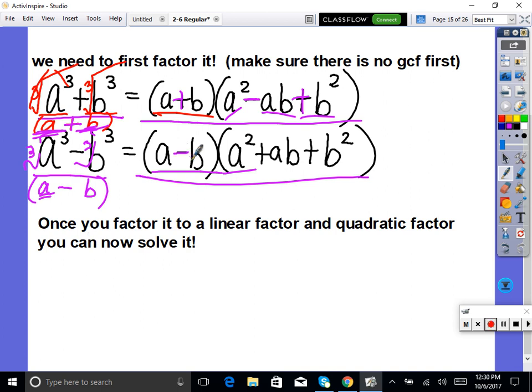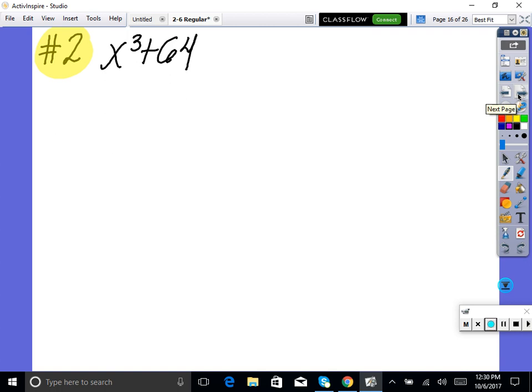Now if this sign's negative, the next sign's opposite. This sign's always plus. Okay? Let's put it to use. Here we go. Number 2.